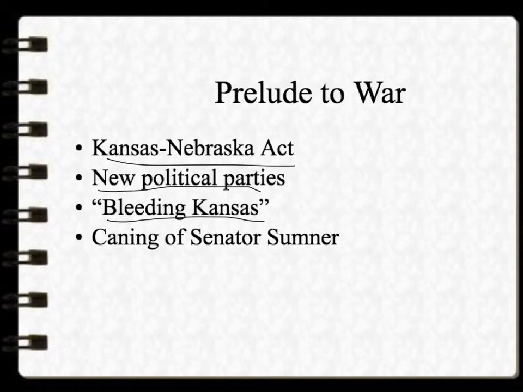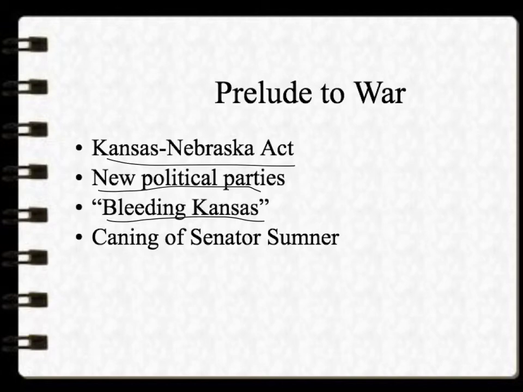Bleeding Kansas. The status of slavery in Kansas became a national issue as abolitionists and defenders of slavery attempted to control the territory. Like, people literally moved into that territory so that they could vote for or against slavery in that area.